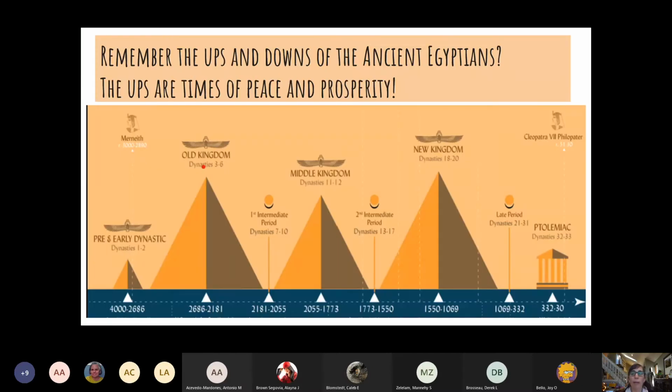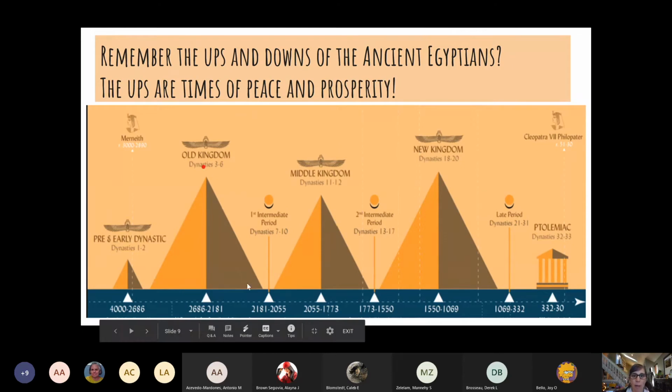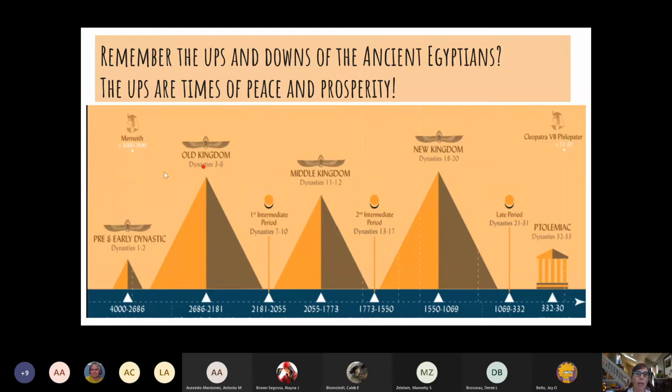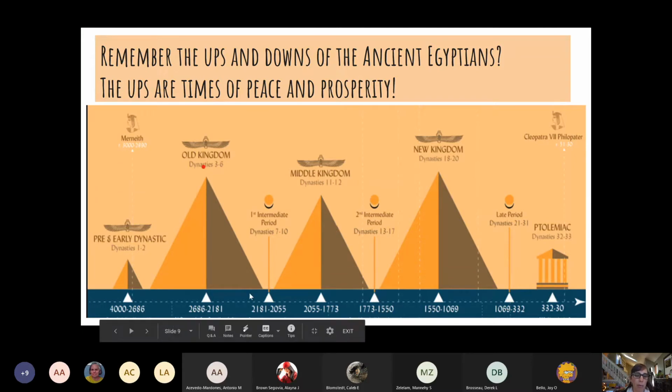Okay, now let's tie it back to the Egyptians. If you remember this slide from when we did the Nile River tour, the Egyptians had a lot of ups and downs, right? The Old Kingdom was an up, the Intermediate Period was a down, the Middle Kingdom up, and so on. These are golden ages. So these are times of peace and prosperity, and all sorts of advancements took place. And then down here, they're really just worried about their necessities.